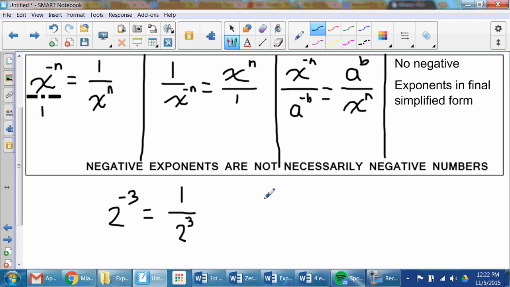Now, how can we prove that? Well, 2 to the third power means 2 times 2 times 2. Okay, 2 times 2 is 4, 4 times 2 is 8. So that equals 8. Well, 2 to the negative third power should equal 1 divided by 2 to the third power. So 2 to the negative third power, this should be 1 divided by 8. So let's see, 1 divided by 8.